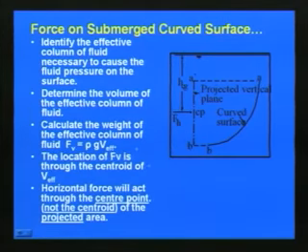And finally here we will summarize how we are doing as far as the submerged curved surface is concerned. So first we can identify the effective column of fluid necessary to cause the fluid pressure on the surface. So here you can see in this figure the effective fluid pressure we can calculate, and then second, determine the volume of the effective column of fluid, and then calculate the weight of the effective column of fluid, which is obtained as rho g into V effective.